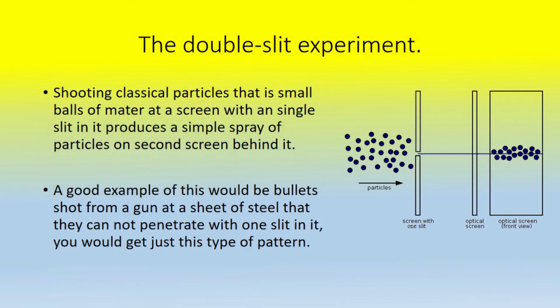Shooting classical particles, that is, small balls of matter, at a screen with a single slit in it produces a simple spray of particles on the second screen behind it. A good example of this would be bullets shot from a gun at a screen with steel that they cannot penetrate. With one slit in it, you would get just this type of pattern.